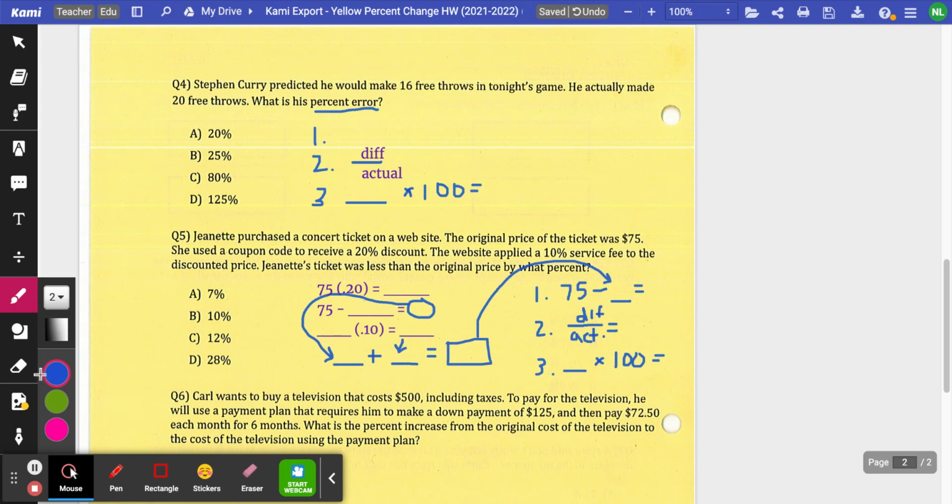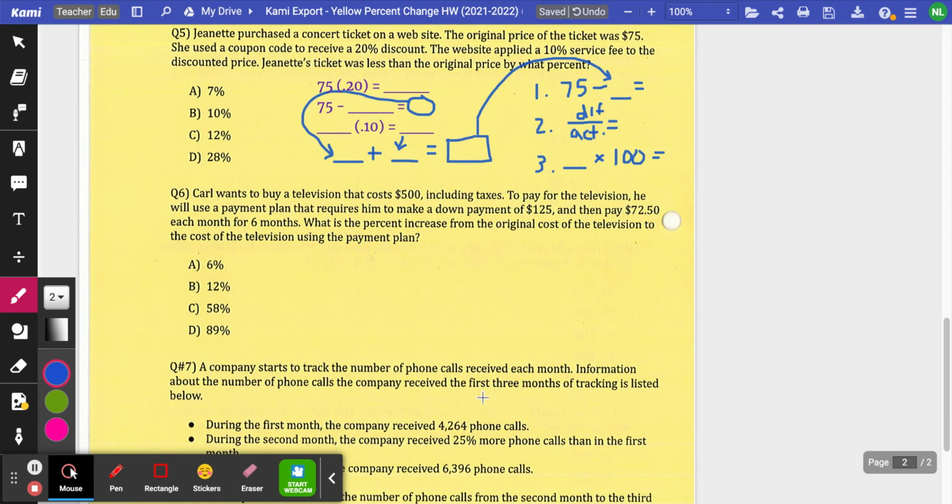I know that one seems like a lot. She went over it in class, so that kind of walks you through each of the steps.